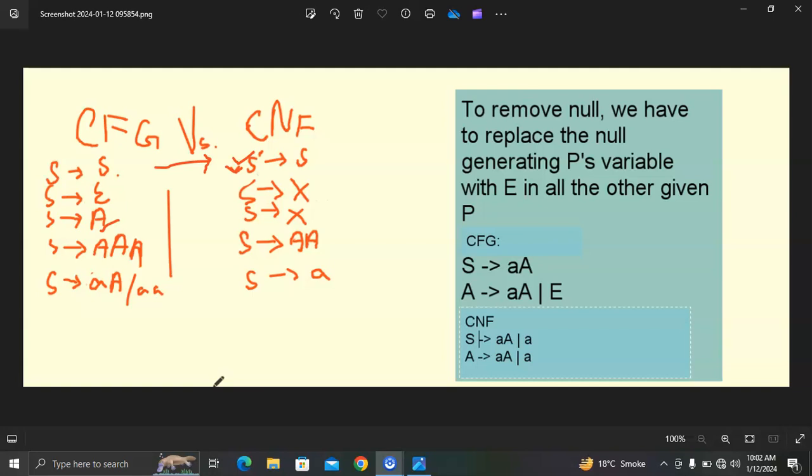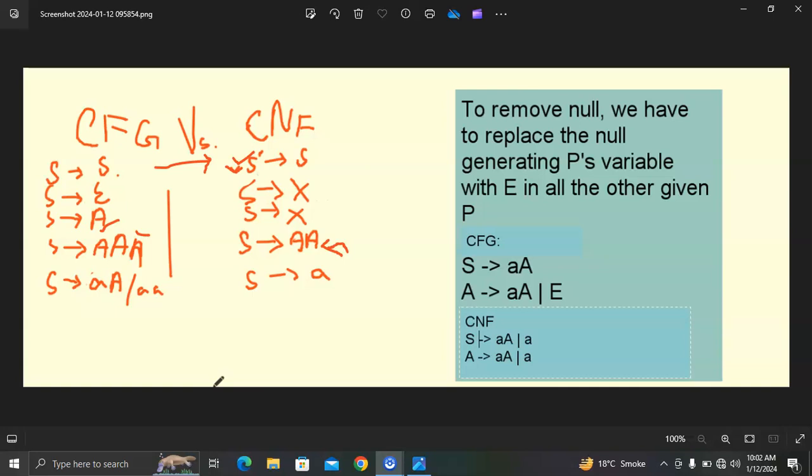Again, if we have more than two non-terminal variables at the right hand side of a production rule in CFG, then we will have to derive them to only two non-terminal variables at the right hand side of a production rule in CNF. And at last, if we have more than one terminal at the right hand side of a production rule, or we have a combination of a non-terminal and a terminal variable at the right hand side, then we will again have to derive them to a single terminal or a combination of two non-terminal variables at the right hand side for the production rule in CNF.